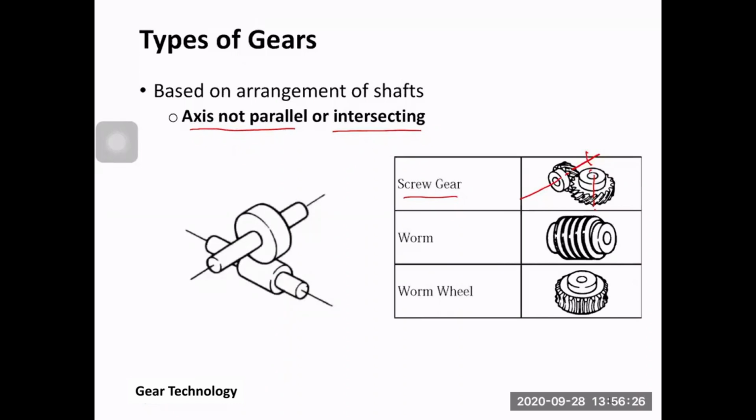We can use what's called the worm and worm wheel. So if this is the worm, and this is the worm wheel. Sorry, this is the worm, and this is the worm wheel, I'm sorry. So in this case, you have two skewed shafts here. They are not parallel, they are not intersecting, so you can transmit the power and the motion between these two shafts using this type of gears.